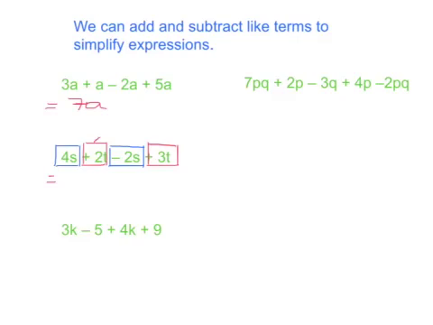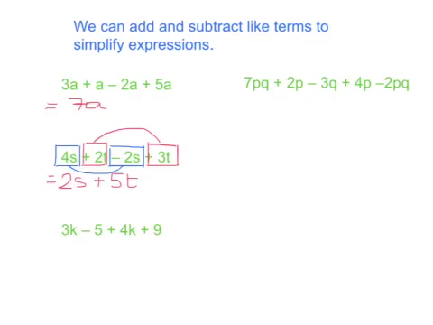So then I can combine my like terms. So I'm going to combine my t terms and I'm going to combine my s terms. So 4s minus 2s is 2s, and then 2t plus 3t is 5t, and it's positive 5t, so then when it gets stuck next to the 2s it becomes plus 5t. Okay, let's have a look at the next one.